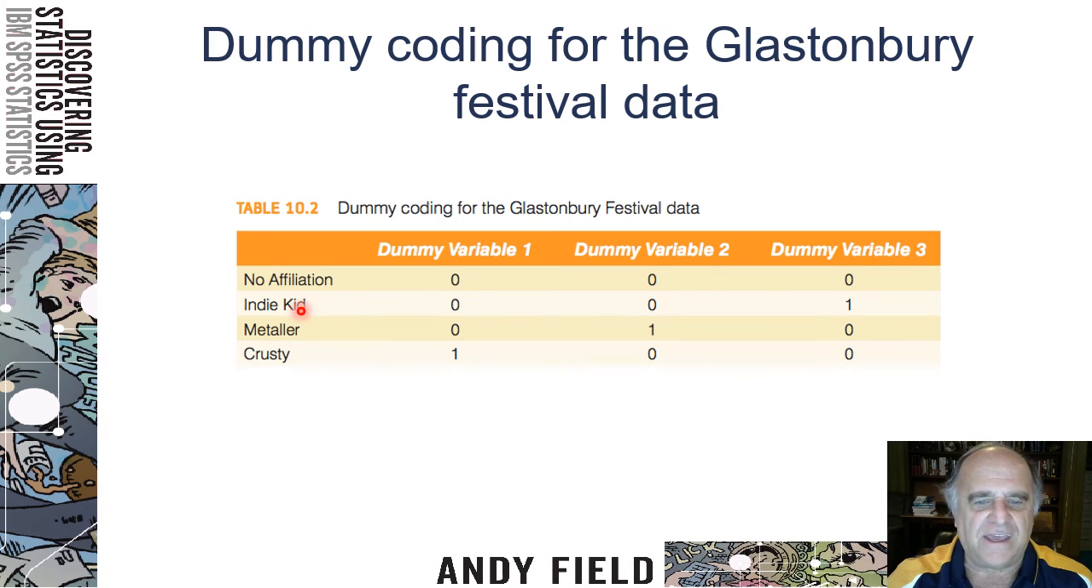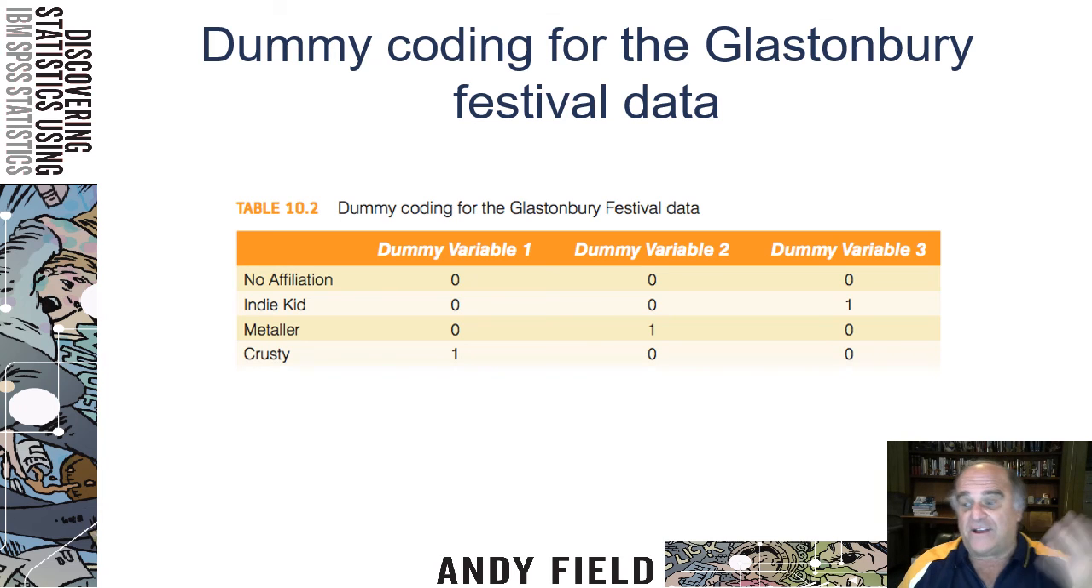For IndyKid, dummy variable 3 is coded a 1. For Metaler, dummy variable 2 is coded at 1. And for crusty, dummy variable 1 is coded at 1. And that distinguishes these different levels of the categorical variable.